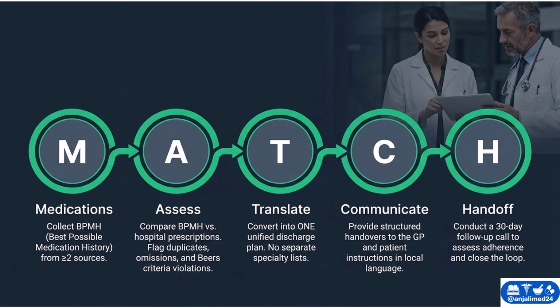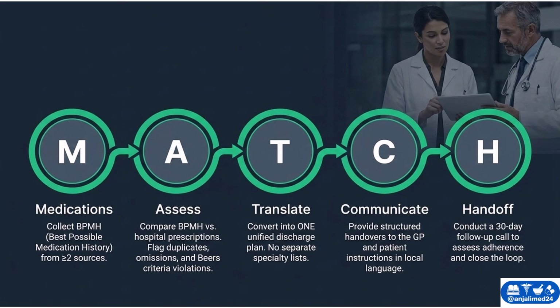M is for Medications. This stage focuses on collecting the best possible medication history, commonly known as BPMH. Importantly, the medication list should never rely on a single source alone. Information must be verified from at least two independent sources, such as patient interviews, prescription records, family members, pill bottles, previous discharge summaries, or pharmacy refill data. The goal is accuracy before any prescribing decisions are taken.